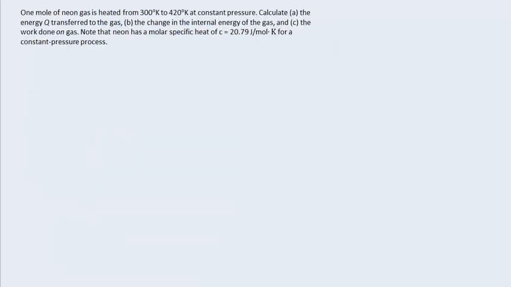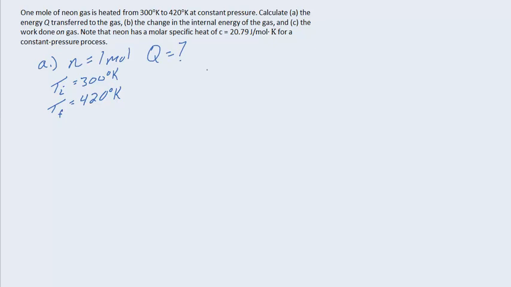In our example, it states that 1 mole of neon gas is heated from 300 degrees Kelvin to 420 degrees Kelvin at a constant pressure, and we're asked to calculate the amount of energy that is transferred to the gas. So in part A, we can summarize our information: we have 1 mole of gas at an initial temperature of 300 degrees Kelvin and a final temperature of 420 degrees Kelvin, and we're asked to solve for Q.